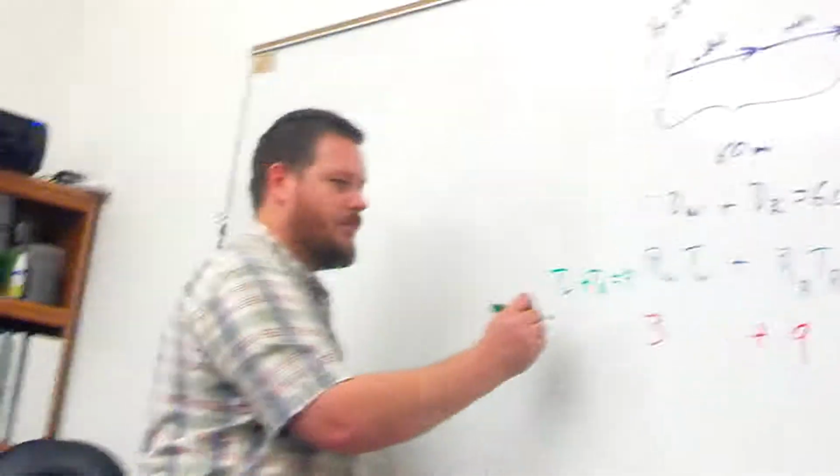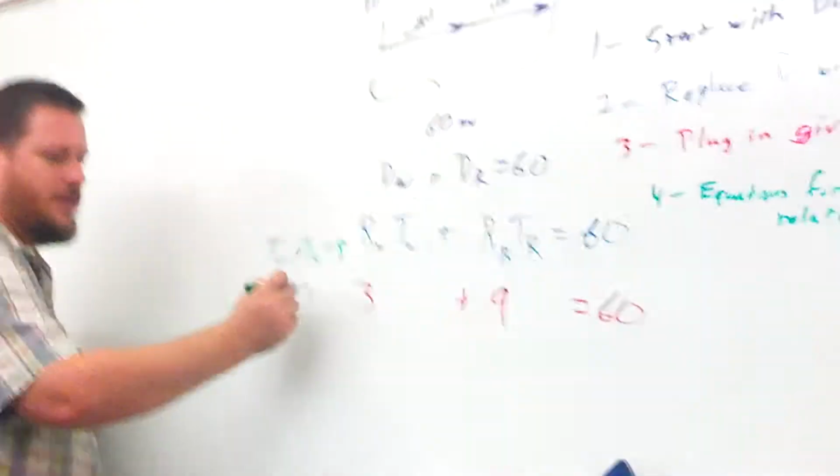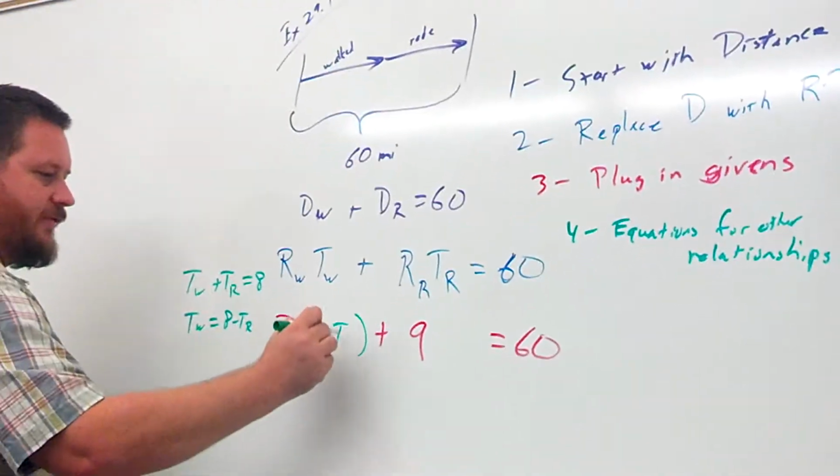W. Okay, so let's say that TW equals, Big W, what's TW going to equal? It's going to equal 8 minus TR. So TW goes right here, so TW equals 8 minus TR.